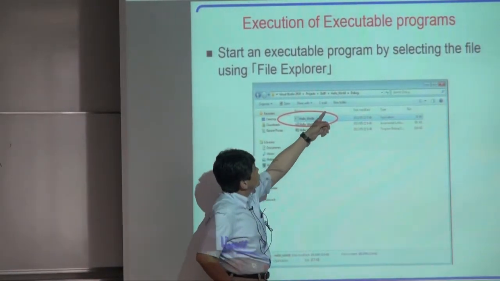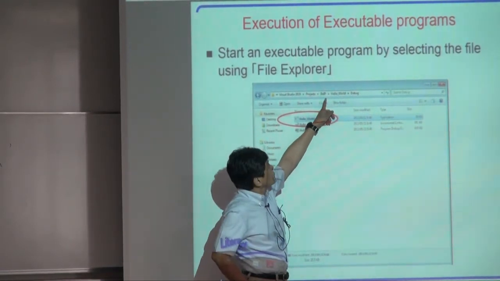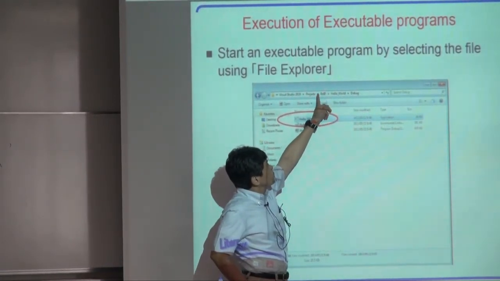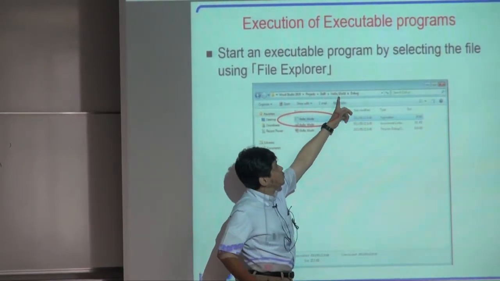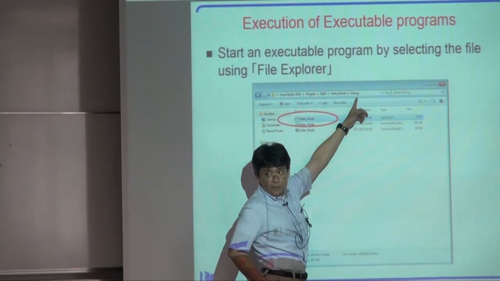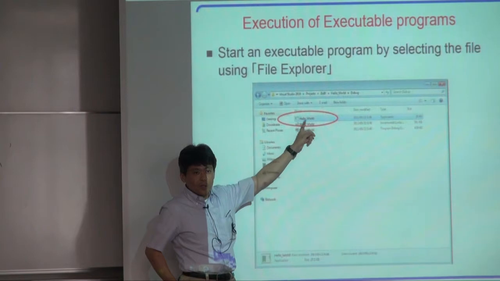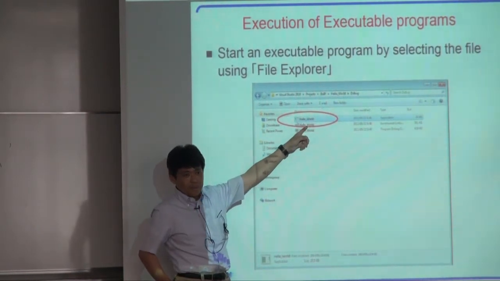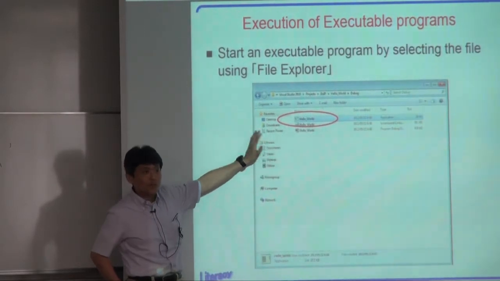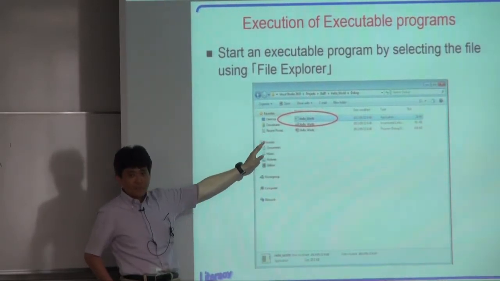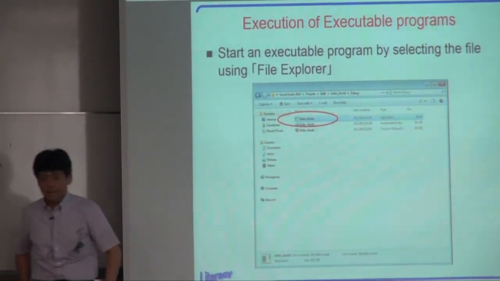In this case, I specified the VoIP directory, and inside this directory, the hello world project directory exists. Inside this directory, a debug directory also exists. Inside these directories, the executable program hello world exists. So using the file system explorer, you have to look for this executable program and execute it by clicking this file.